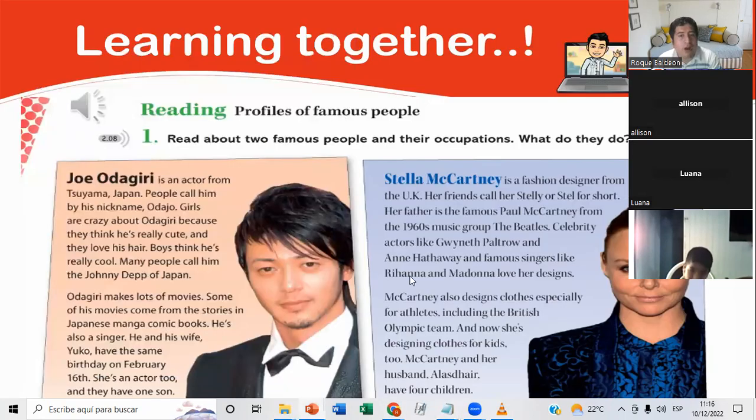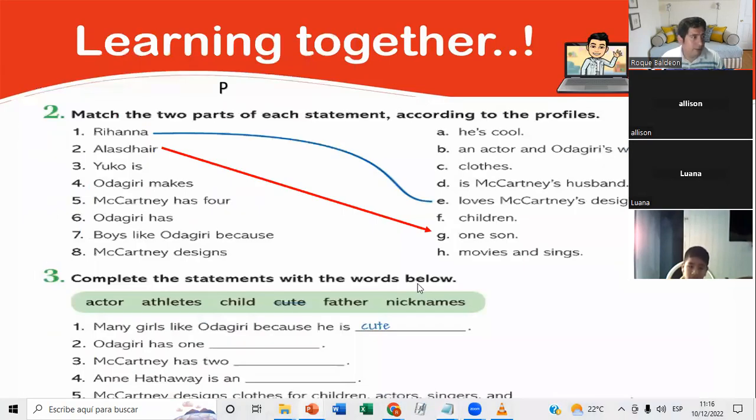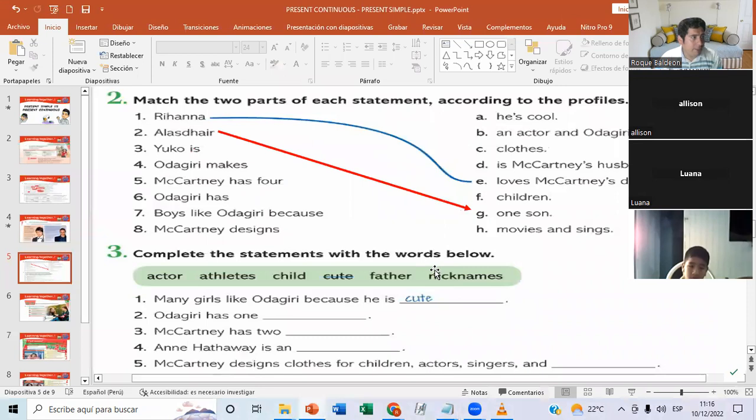Con todo eso, students, ahora sí vamos a poder responder aquí, please. Come on, here we go. Let me check. Okay, good, awesome. I said, very good. So, Rihanna loves McCartney's designs. That's correct, no? Good.